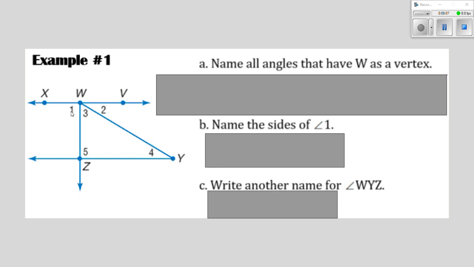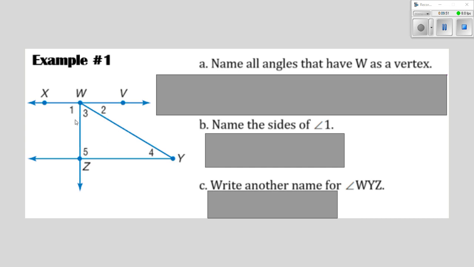I notice that I have three angles right off the bat, just looking at it: 1, 2, 3. If you didn't do it by numbers, you could do it by the angle with three letters that give you angle 1, 2, or 3. So we have angle XWZ, angle ZWY, and angle VWY. Now, you can have a combination of those angles. Let's say look at angle 1 and 3. If you put those two angles together, you'll have XWY. If you put 2 and 3 together, you would have VWZ.